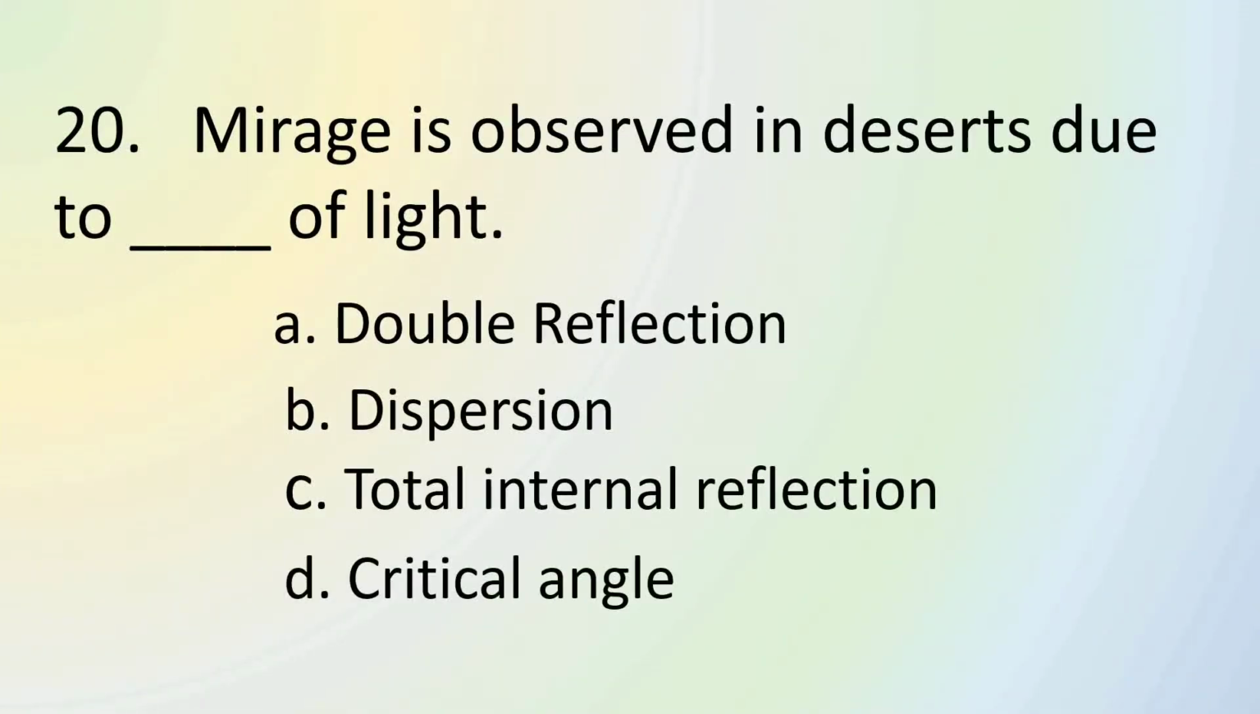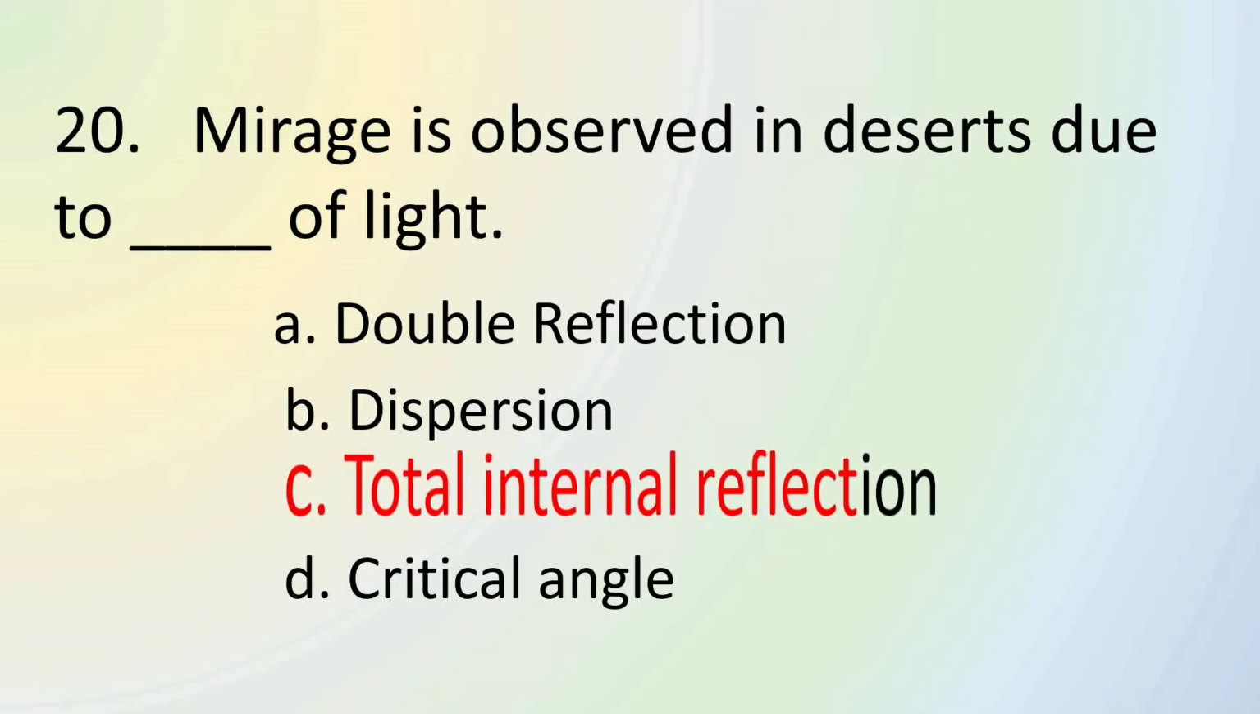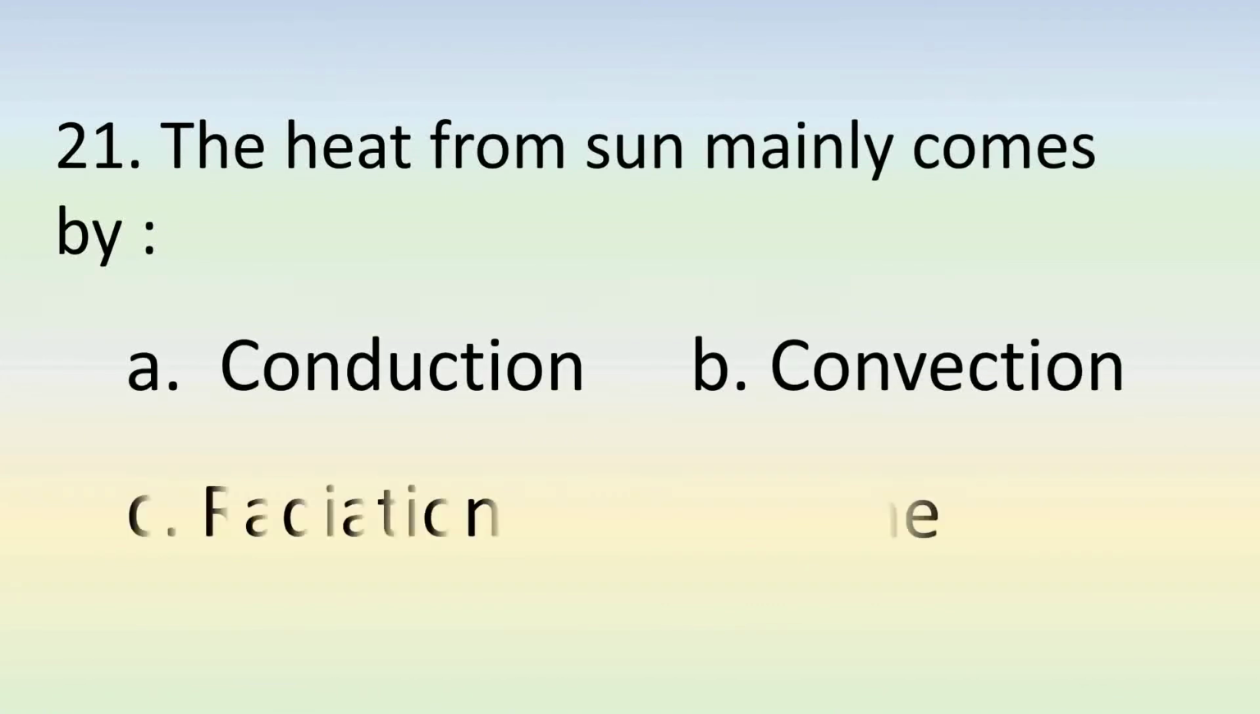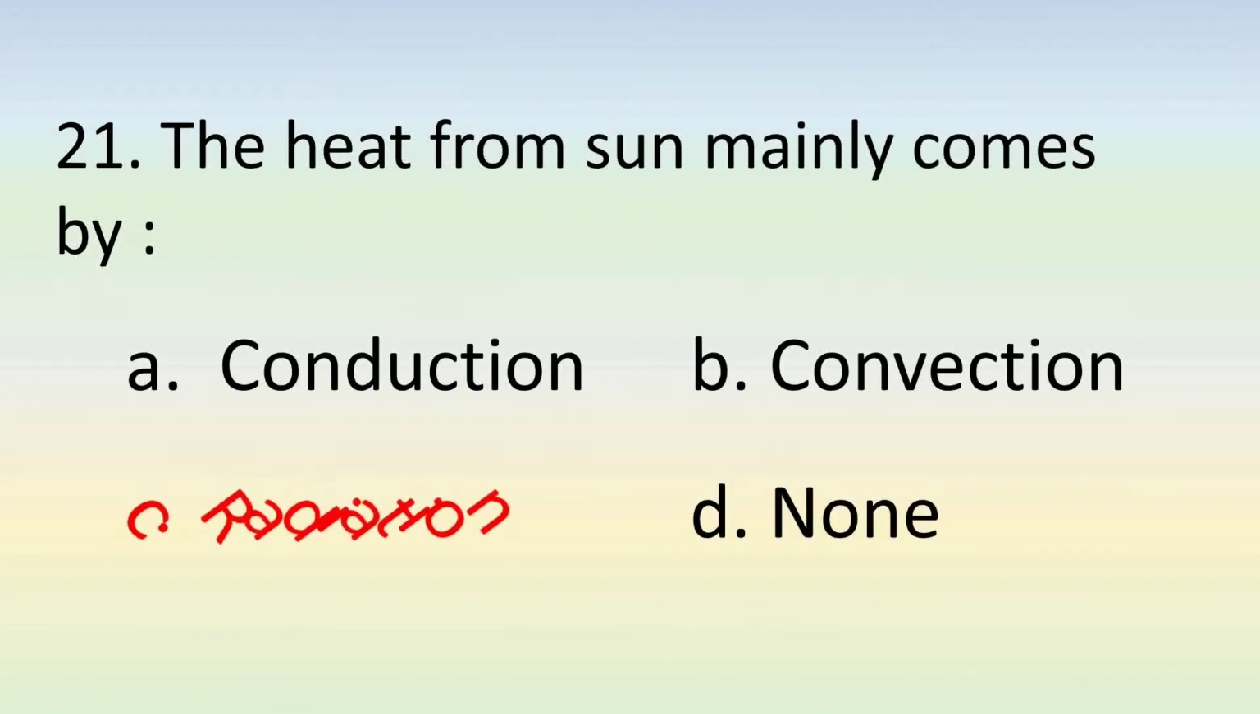Mirage is observed in deserts due to total internal reflection of light. The heat from the Sun mainly comes by radiation.